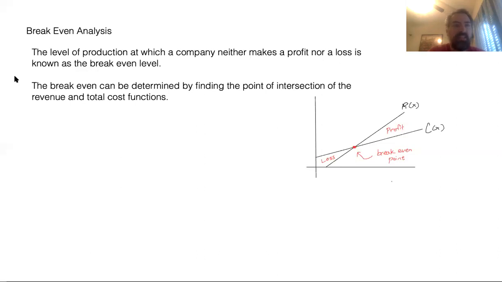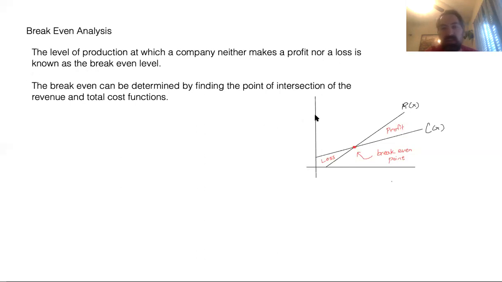Break-even analysis is an important application in business. The level of production in which a company neither makes a profit nor a loss is what is referred to as the break-even level. The break-even can be determined by finding the point of intersection of the revenue and the total cost functions. In other words, this break-even point is where there's no loss, there's no profit. That's where the revenue is equal to the cost.